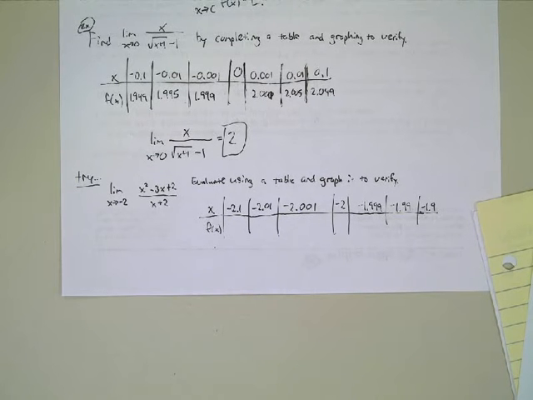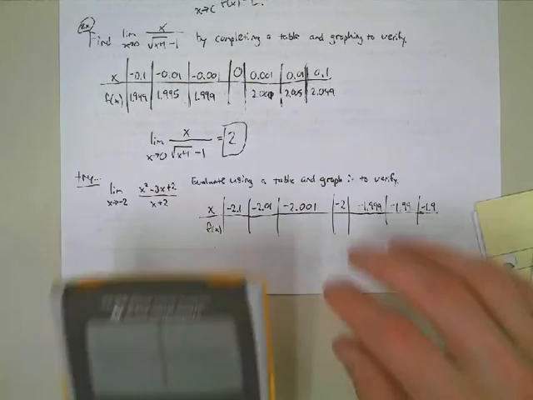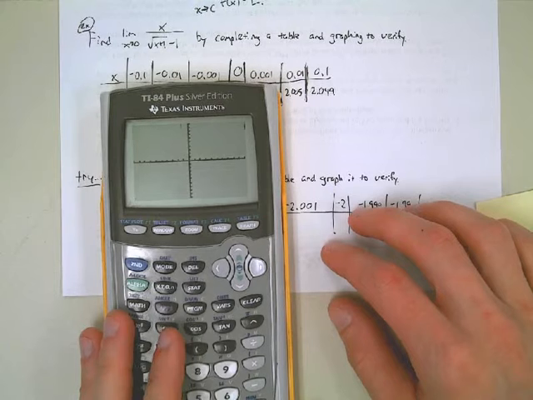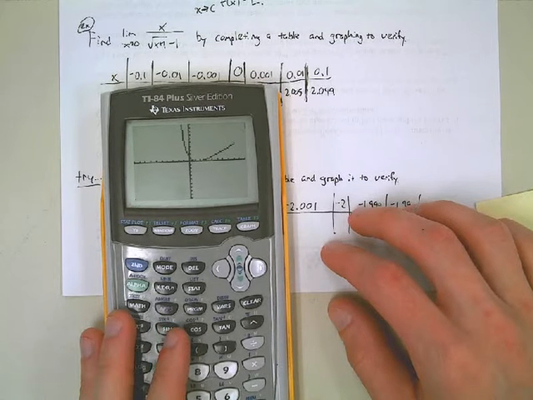Why does this get exponentially large? Oh, and if you also want to fix your viewing window, just press zoom and then 6, and that'll take you back to the standard viewing window so you can see the graph. And so there's the graph of that function.